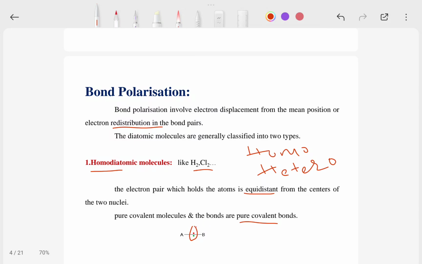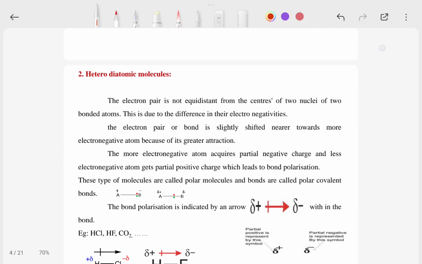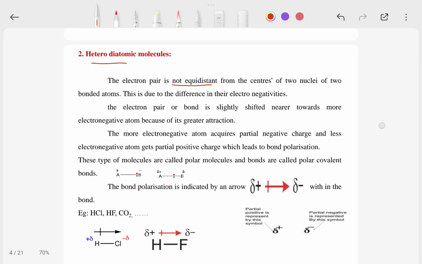In homodiatomic molecules, the electron pair is present equidistant from the centers of two nuclei. The only reason is these two centers or two nuclei or two atoms are having the same electronegativity. Then heterodiatomic molecules, the electron pair is not equidistant from the centers of two nuclei of two bonded atoms. This is due to the difference of their electronegativity.